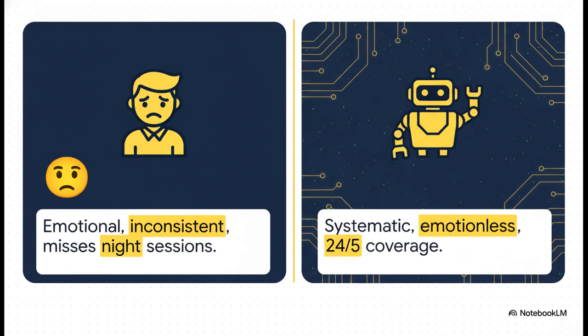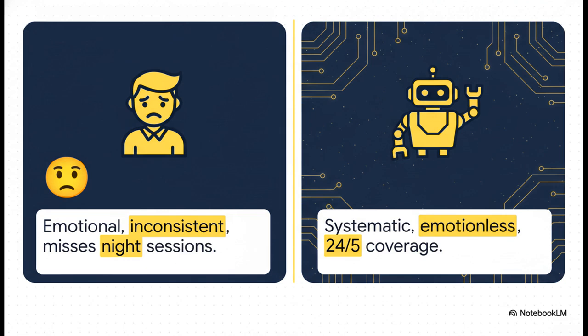Okay, let's dive into this comparison. Think about manual trading for a second. It's highly emotional, right? Your results end up being totally inconsistent depending on your mood or your discipline on any given day. Plus, you inevitably miss those super profitable night sessions while you sleep or work.